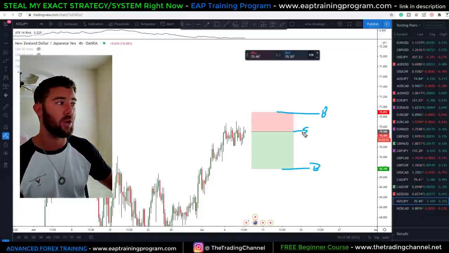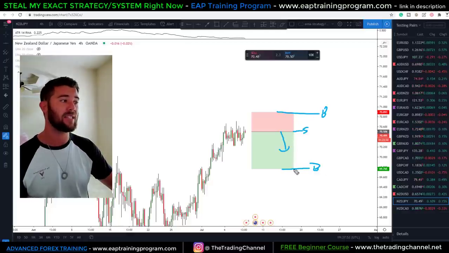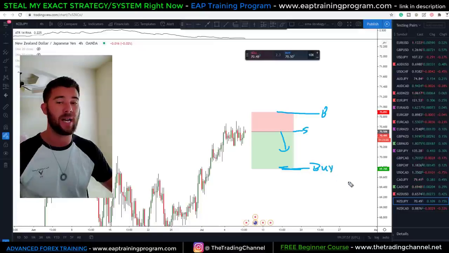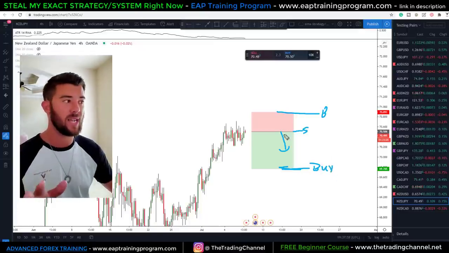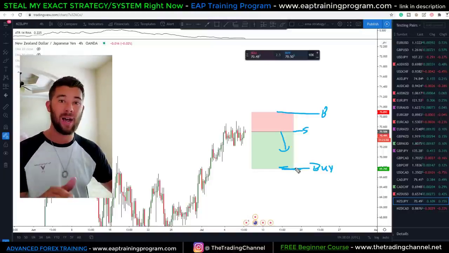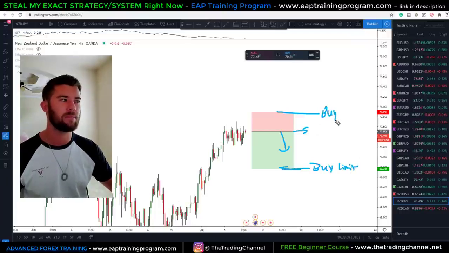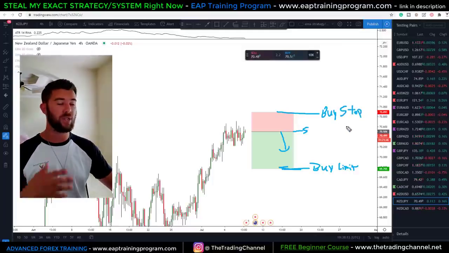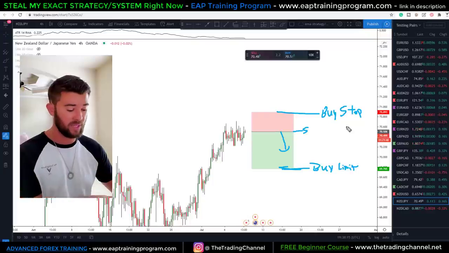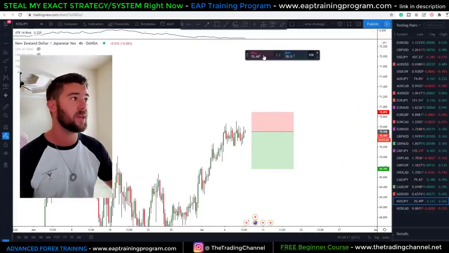So if we sold right here and we expected the market to push down and we got to right here, would this need to be a buy limit or a buy stop? Well, if we're selling and the market's going towards our profit, this is going to be a buy limit order. If we're selling and the market comes up to our stop, pretty self-explanatory, it's going to be a buy stop order.